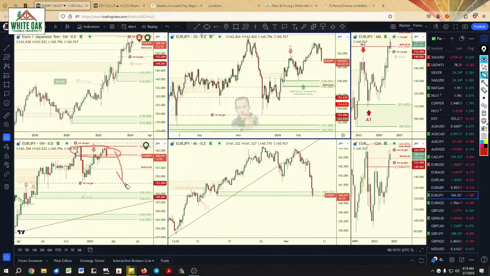Supply, medium-term pressure to the downside. Supply, longer-term pressure to the downside. Okay? Ascending structure, looks like it might be breaking soon. If it breaks, short to medium term pressure to the downside. Demand zone just taken out. Short term pressure to the downside. So that's euro weakness or yen strength.